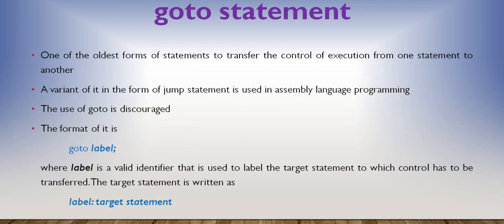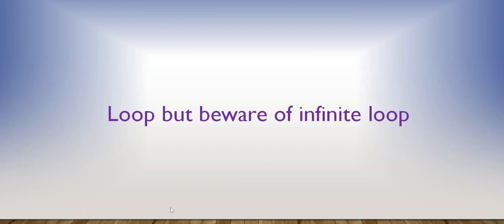Goto statement. Goto statement is used to go to any other statement which has a label. So goto label. Whenever goto is executed, wherever this label is placed, control will go to that statement. Here you can see whatever the statement you want to execute, the same label you have to write followed by colon followed by the target statement to be executed. Goto label means control will go to this statement and that statement will be executed.